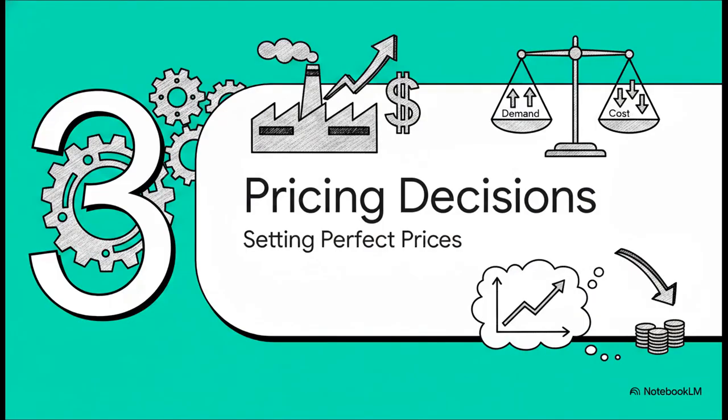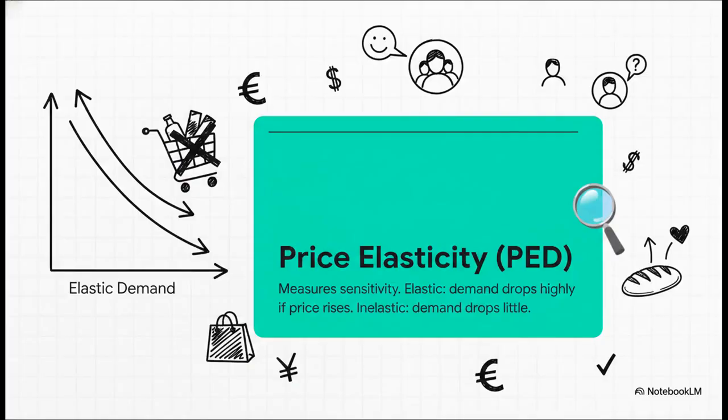Moving right along to Section 3. Pricing decisions. Setting the perfect price tag. All right, so we've optimized the production floor, but now we've got to optimize our sales. Creating the right product mix is really only half the battle. Setting the perfect price tag is what actually captures the profit.